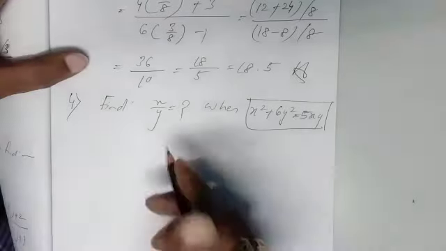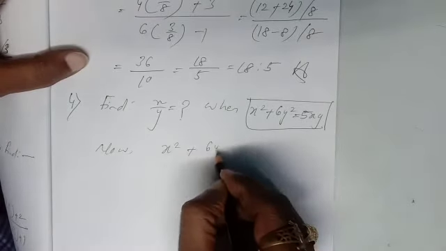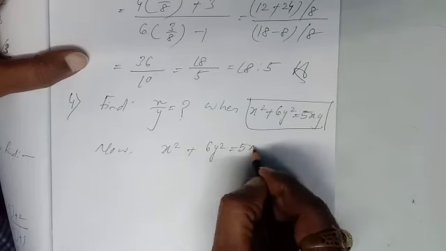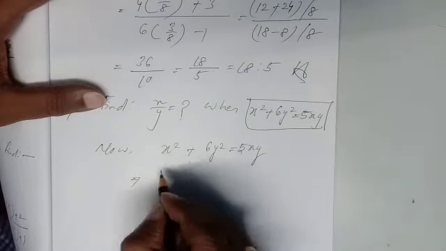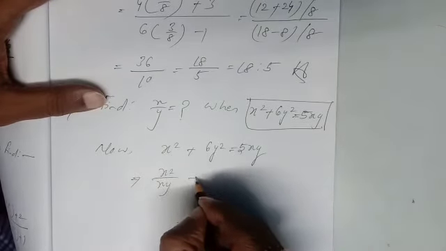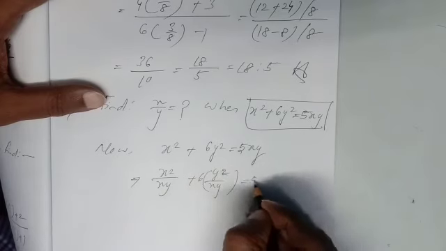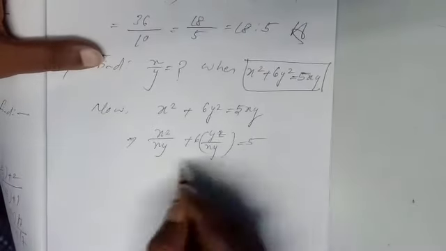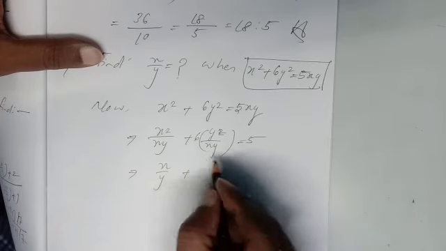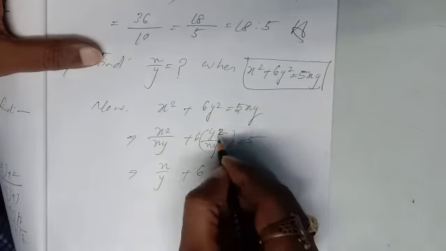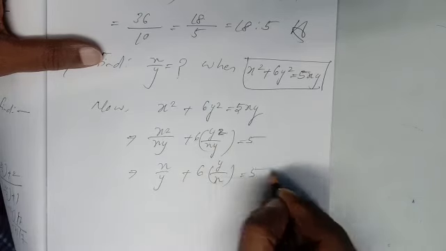How to solve? Now you have to take the help of what is given. x square plus 6y square is equal to 5xy. Dividing by xy, if I divide here x square by xy plus 6y square by xy, it will be 5. Dividing xy both sides, then one x will be cancelled. x by y here, and 6 into y square, that means one y cancelled, y by x left, equal to 5.